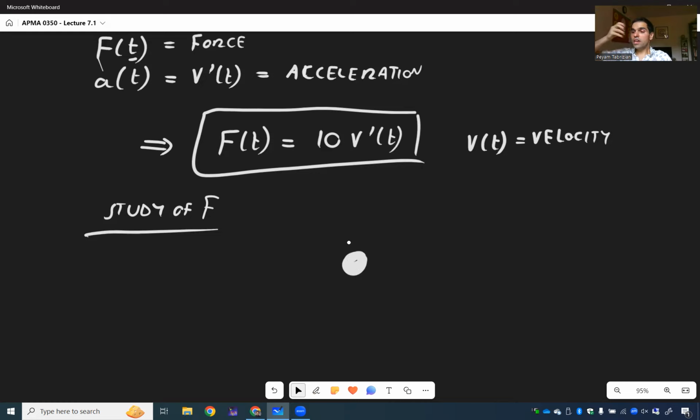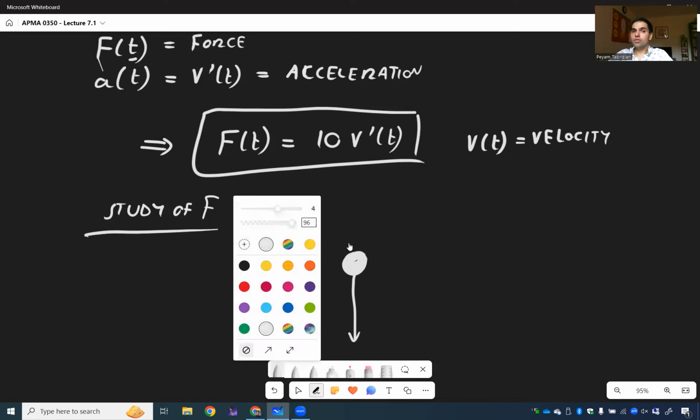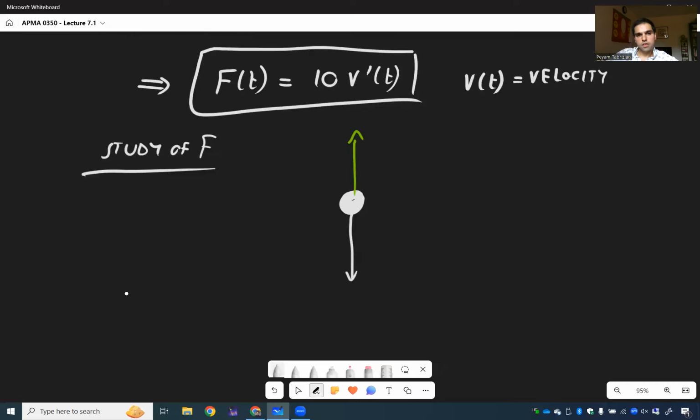So in particular, there are two forces that are in play here. One is the force pulling the ball down, which has to do with gravity. And the other one is a force sort of slowing the ball down, which is friction. And we just need to find formulas for those two. So two forces in play here.